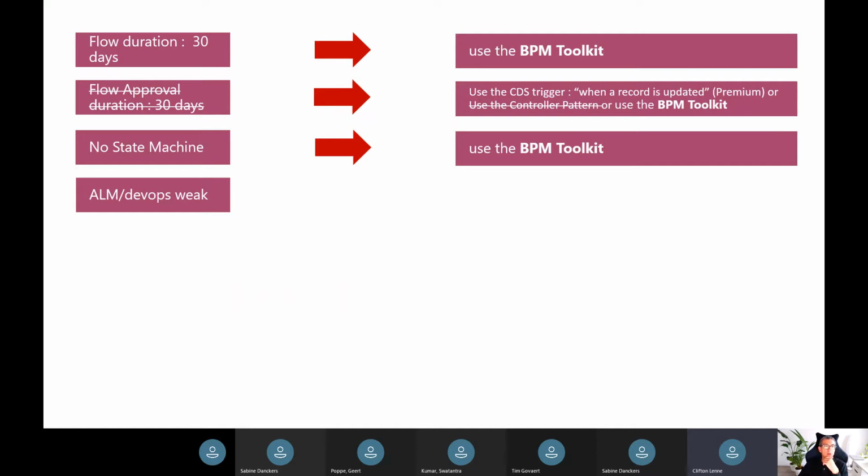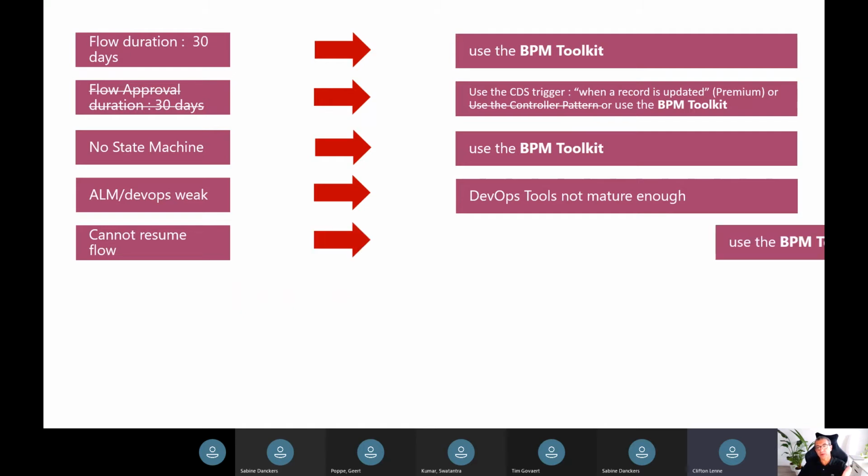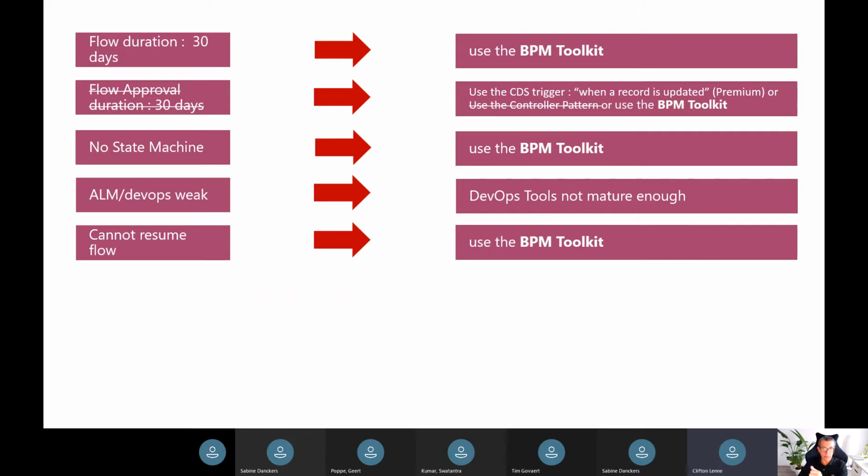So also application lifecycle management. So DevOps is quite weak in the Power Platform. Okay, so the DevOps tools in the Power Platform are not mature enough. When a flow stops, you cannot restart the flow from where it stopped. Okay, so you can do that with the BPM Toolkit.